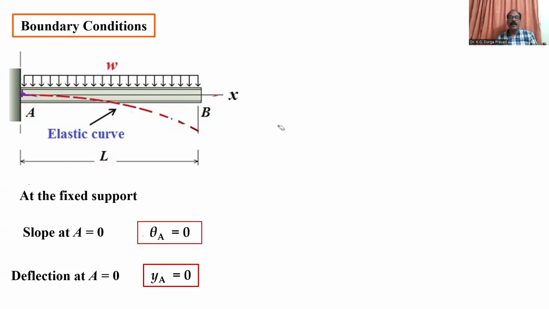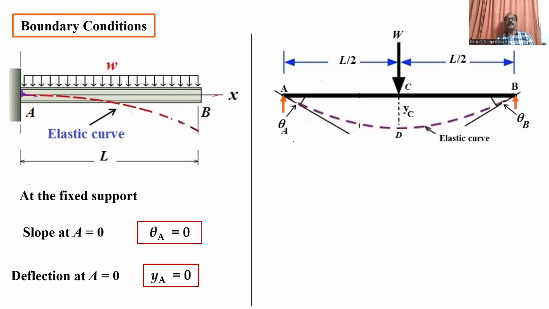Now let's go to another beam, that is the simply supported beam. Here you see, where are the supports? At A and B, supports are there. The simply supported beam has span length L. Exactly at the midpoint there is a point load W acting. Because of the load applied at the midpoint of this simply supported beam, you can see a dotted line here. This is the elastic curve, right?